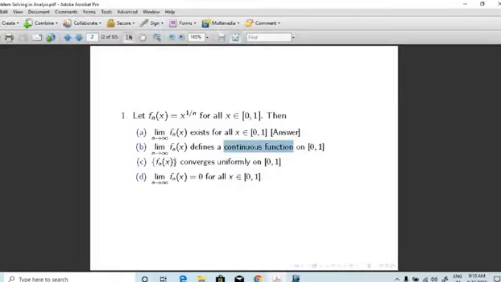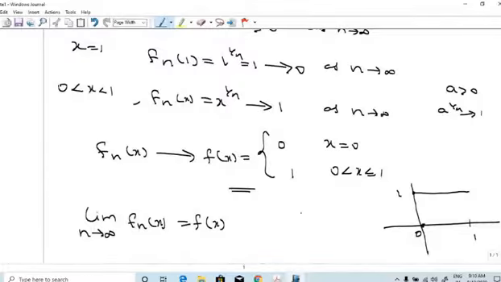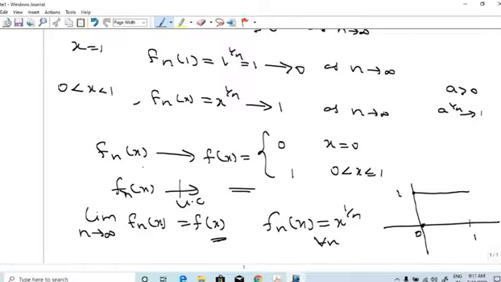Now, the third option is f_n of x converges uniformly. So we know the result: suppose the sequence of functions converges to f uniformly, and each f_n is continuous, then the limit should be continuous. Clearly, f_n of x equal to x power 1 by n is a continuous function for each n. Suppose f_n of x converges to f of x uniformly, the theorem says that the limit should be continuous. But in this case, the limit is not continuous. Therefore, f_n of x does not converge uniformly, but converges point-wise to f of x.